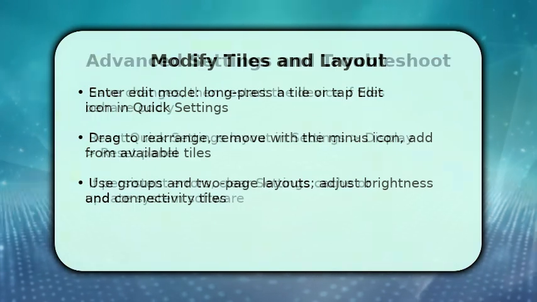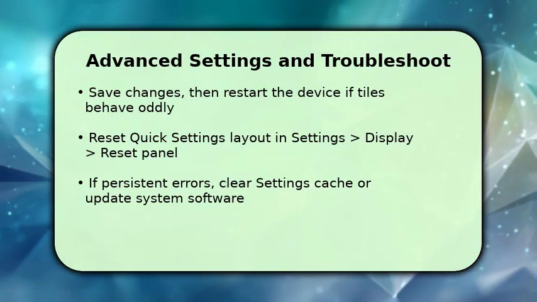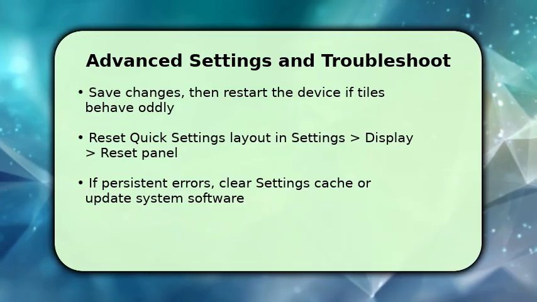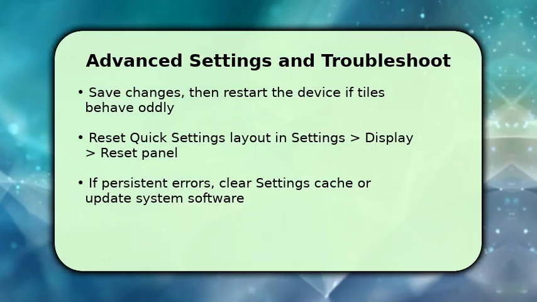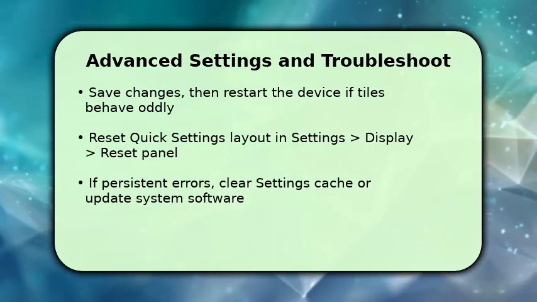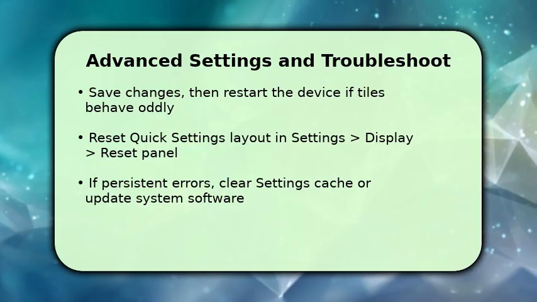Finish by saving or exiting Edit mode and immediately test the panel functions you changed. Tap Wi-Fi, Bluetooth, and brightness to confirm. If a tile disappears or acts strange, restart the device first. That resolves most transient issues.